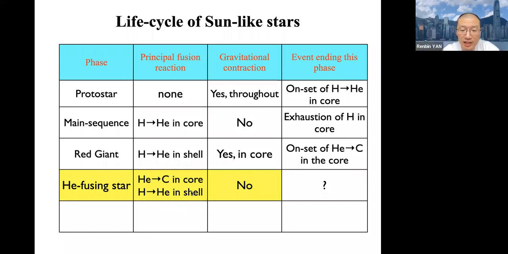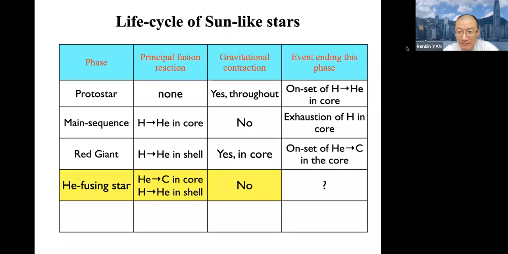The outer layers' job is just to transport the energy from the middle to the outside. This hydrogen fusion is happening in the region immediately surrounding the core. And you don't have gravitational contraction in the core at this stage, because you have fusion there, so it is hot enough to produce pressure to support against gravity, so the core does not contract in this phase. So what is the event ending this phase?